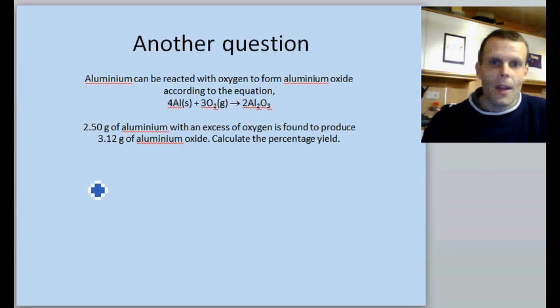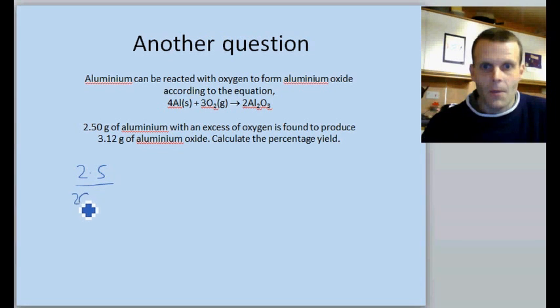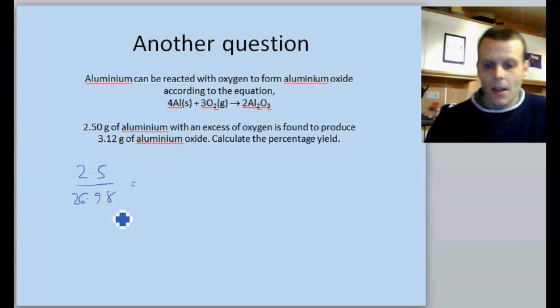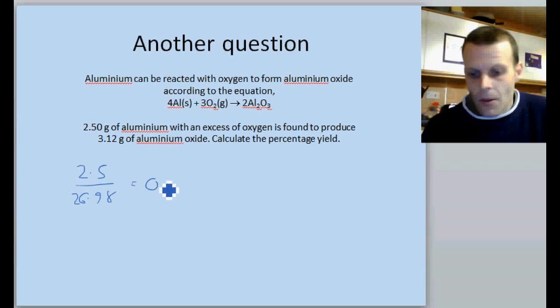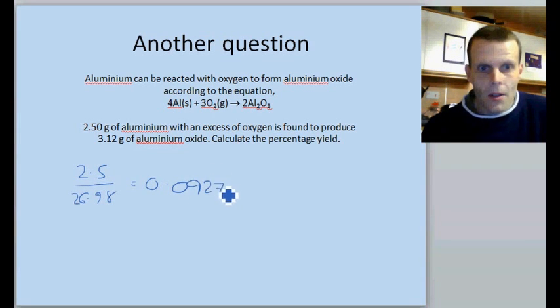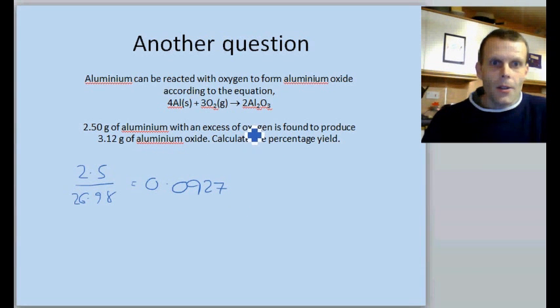You might want to pause me and then have a look at my working. So we've got 2.5 grams of aluminium. This is the first step, aluminium 26.98. So step 1, convert to moles, 2.5 divided by 26.98, it's 0.0927. Excess oxygen, so that's fine. Produce 3.12 grams of aluminium oxide. Well, we're working out percentage yield. So work out the theoretical yield first. How much should we be getting?